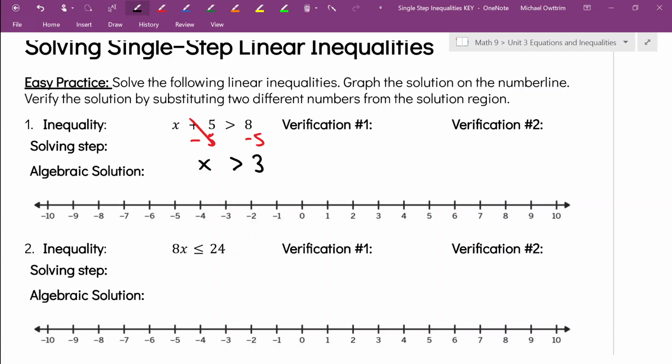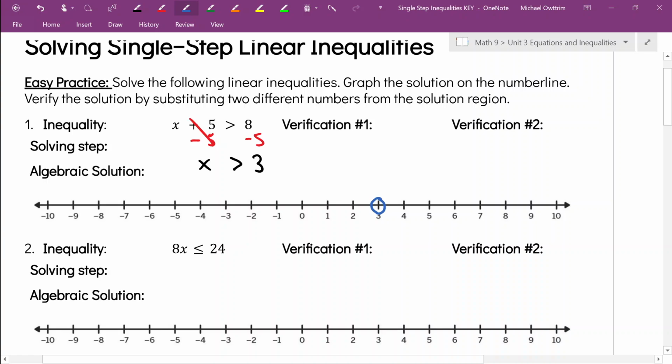To put that on our number line, we're going to go ahead and identify that our 3 is our cutoff point. So we're going to put our open circle at 3. It's an open circle because we don't have the equals part of our inequality. We don't have that extra line for greater than or equal to. It's just strictly greater than.